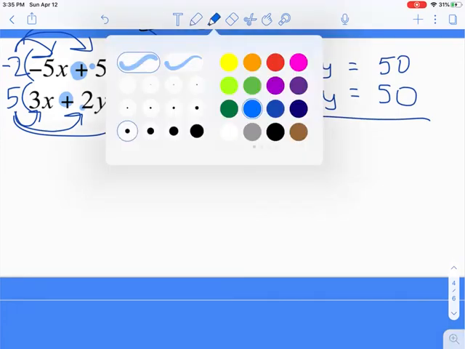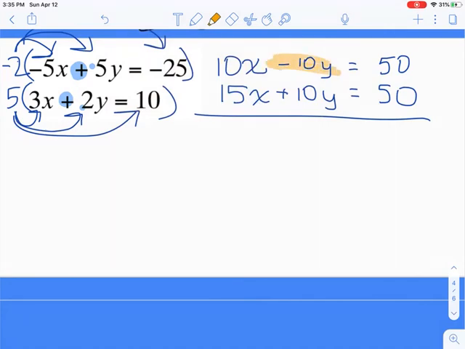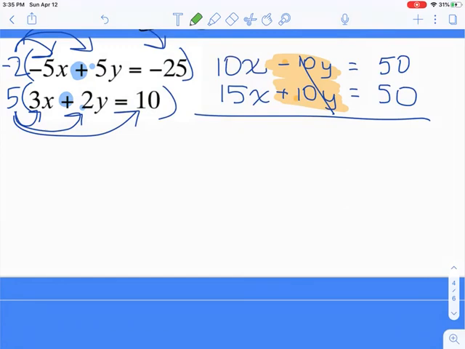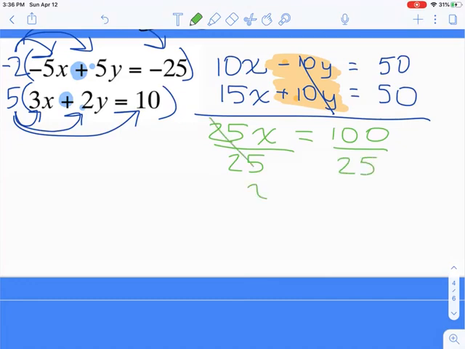Now, we said we were going to eliminate our y's this time. Let's see. Will they end up canceling out? Did we do it properly? Negative 10, positive 10. Yes, we did. Cancel out. Let's use a different color for the next step. 10 plus 15, we get 25 equals 100. To get x by itself, we divide by 25 on both sides. We're left with x equals 4.